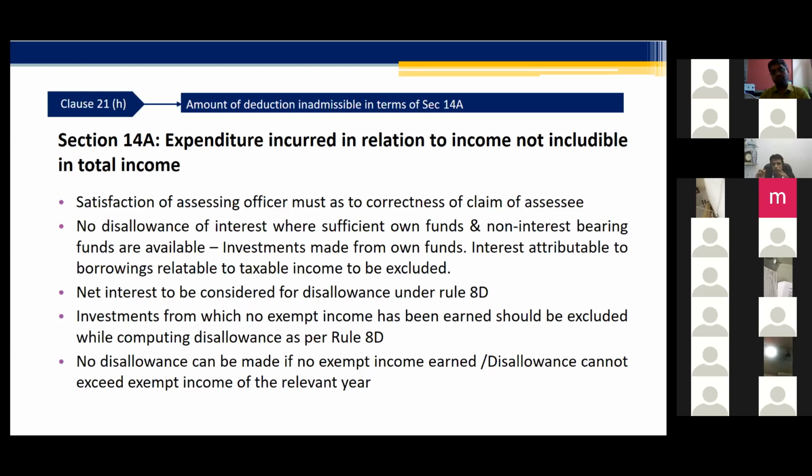Net interest, these are important points which need to be considered if you are reporting on Rule 8B. Net interest to be considered for disallowance in Rule 8B. Investments from which no exempt income has been earned should be excluded while computing disallowance per 8B. No disallowance can be made if no exempt income is earned. Disallowance cannot exceed the exempt income of the lender.